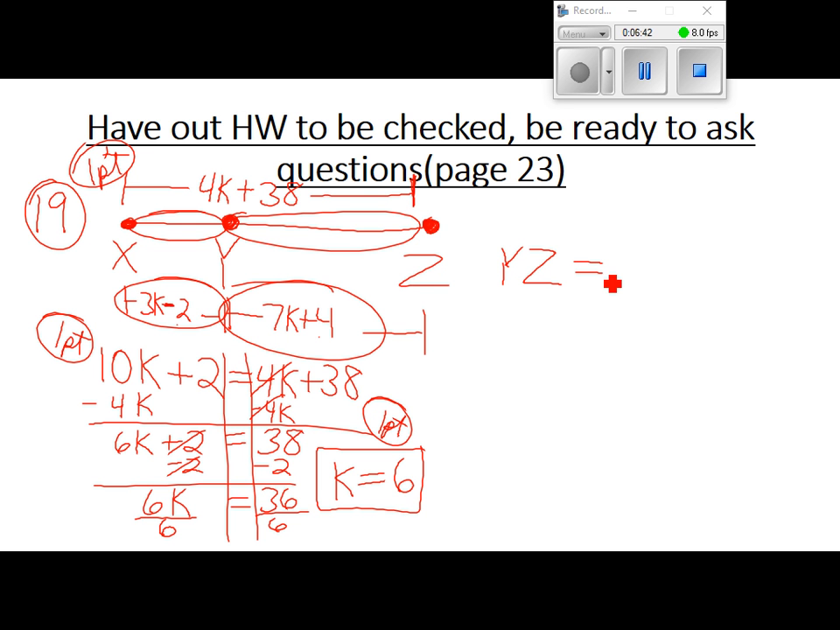How am I going to find that length? Plug in what? 6. If I put in 6 right here, YZ is there. 7 times 6 plus 4. I'm not going to grade calculators this time. I will grade them next time. Make sure you've got a calculator come Thursday. What's 7 times 6? Plus 4?